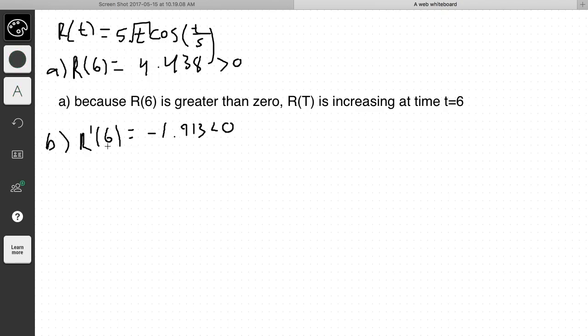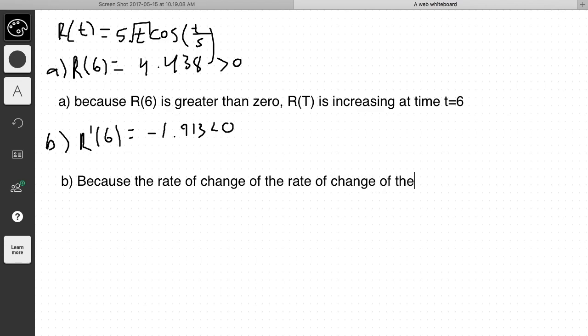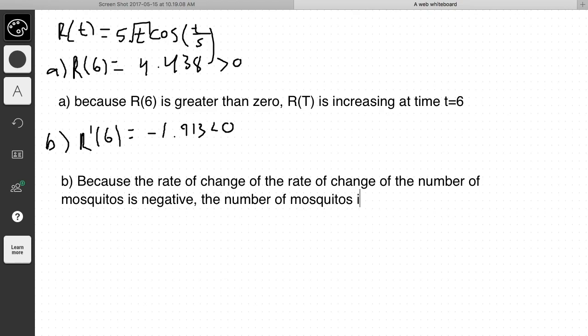So we are able to say that because the rate of change of the number of mosquitoes is negative, the number of mosquitoes is increasing at a decreasing rate. There we go.